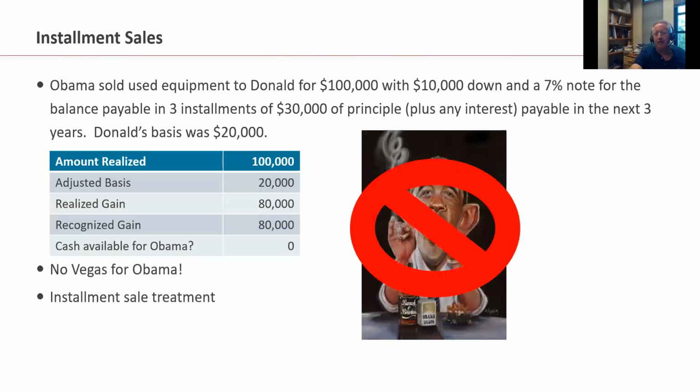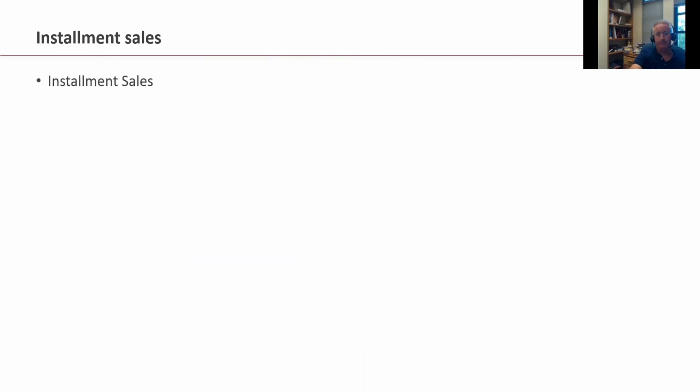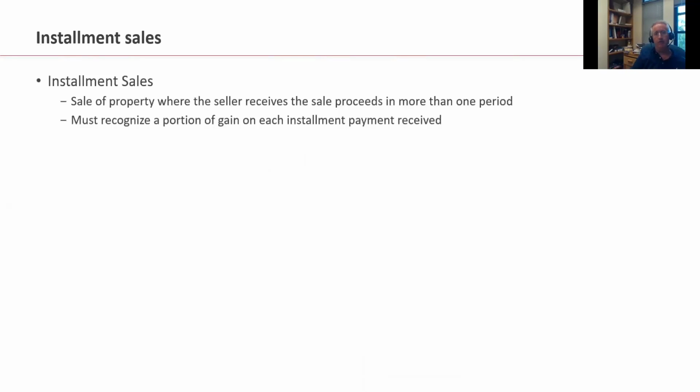That's why there's something called installment sale treatment. This is a taxpayer-friendly provision in the code, like the other previous two, that say, what we're trying to do is match the receipt of cash with the timing to pay the tax on it. Under an installment sale, if you sell property where the seller receives the sale proceeds in more than one period, then you recognize a portion of the gain each time you're paid. So over 3 years, I recognize a little bit of gain in the first year, a little bit in the second year, a little bit in the third year, right? And I do that on a pro rata basis over the 3 years.